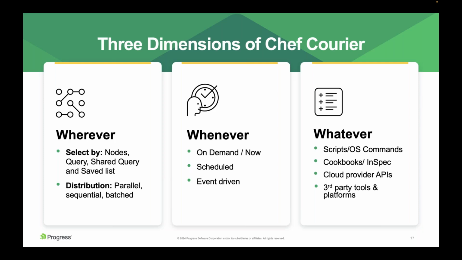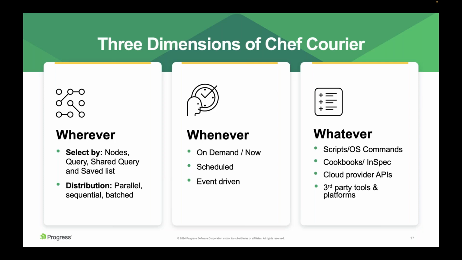That is the wherever part of it. It also allows you to roll out these changes either parallelly or sequentially, that is, after the completion of one batch, the next one begins, or in batches segregated in your ecosystem.